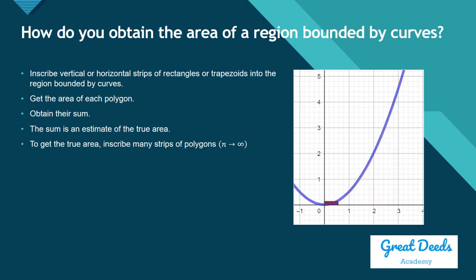Now, we can improve our estimate. That estimate will go in the direction of the true area if we inscribe many strips of rectangles. Look at that. n approaches infinity. The number of rectangles is going to be many. So if we were to do that, this is what's going to happen.